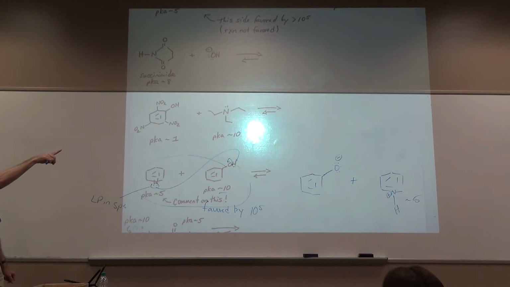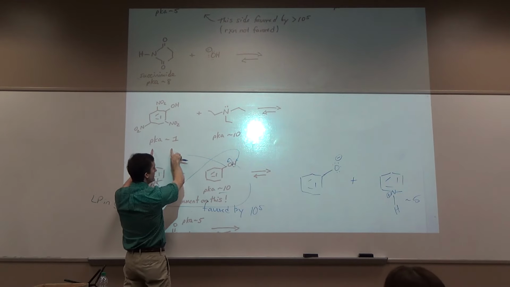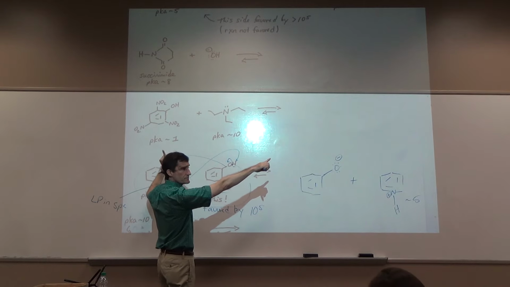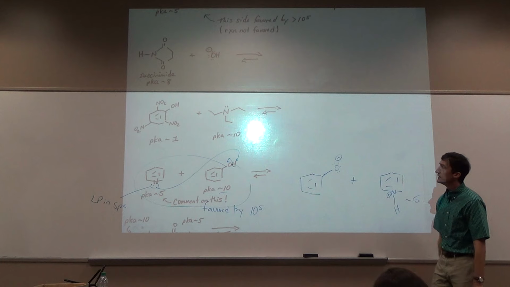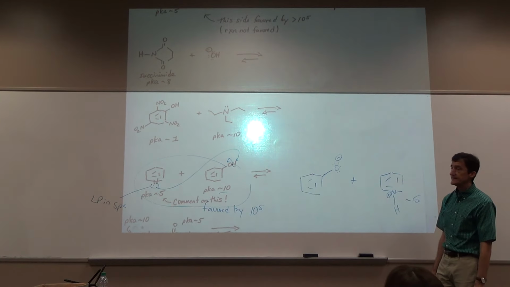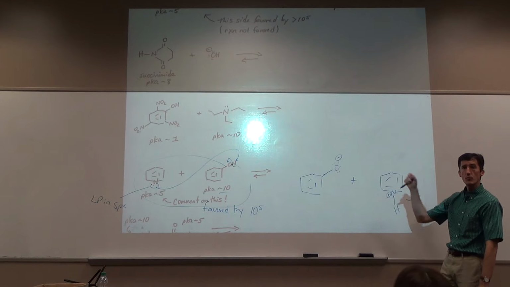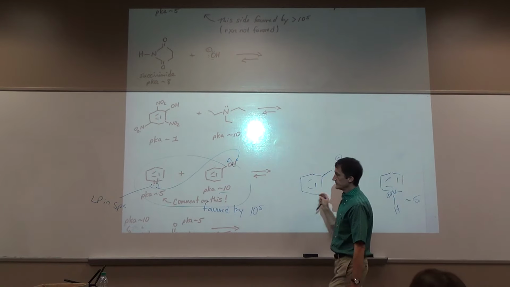Did we say which is favored in the first one? I don't think we said it. Over there we had pKa of 10. Which side's favored in the first one? The right side. First one, the right side's favored by 10 to the 9, which is, what, a billion? Billion to 1 in equilibrium. Down here, the product side is not favored.